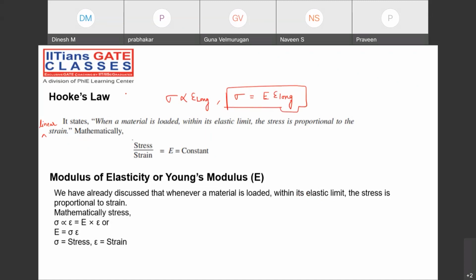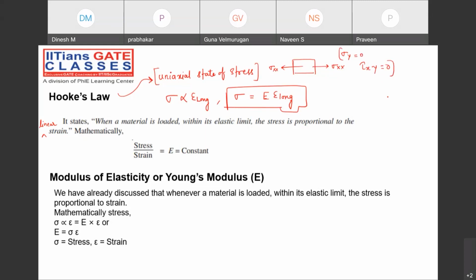Right, and remember Hooke's law is valid for a uniaxial state of stress. What do you mean by uniaxial? When any member is subjected to only sigma xx, that means there are no other forces acting. That means there is no sigma y, there is no other component. Tau xz, tau xy will also be zero.